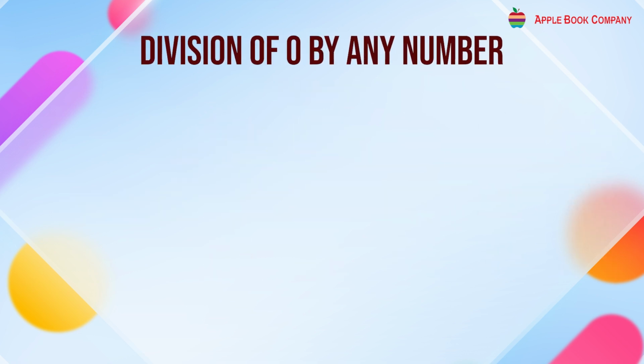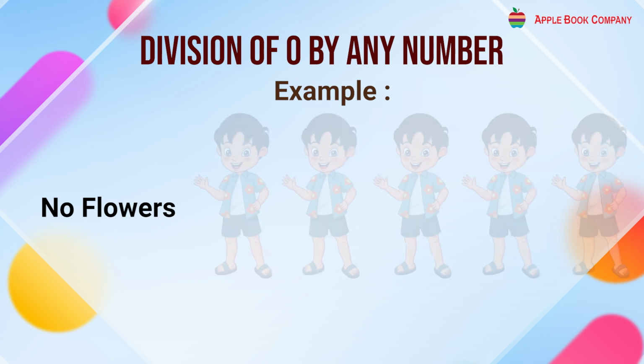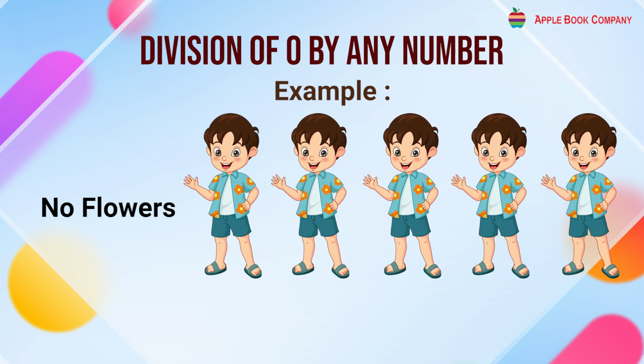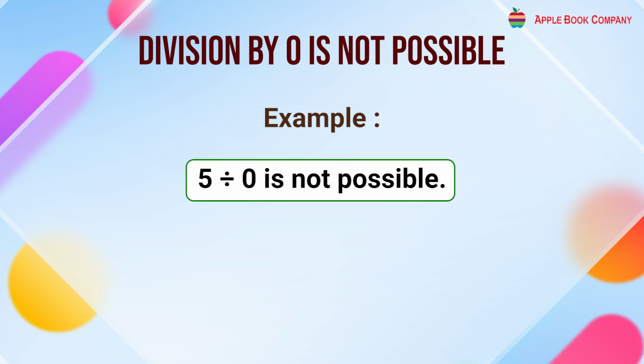Division of 0 by any number. For example, there are no flowers, or 0 flowers. They are to be divided among 5 children, so they get nothing. So we write 0 divided by 5 is equal to 0. When 0 is divided by any number, the answer is always 0. Division by 0 is not possible. For example, 5 divided by 0 is not possible.